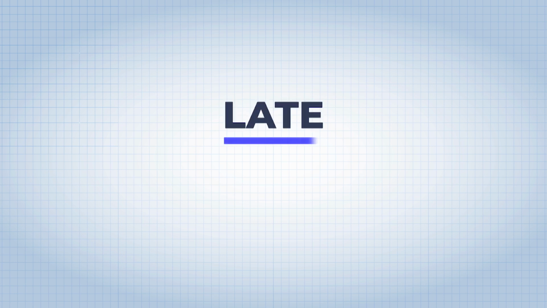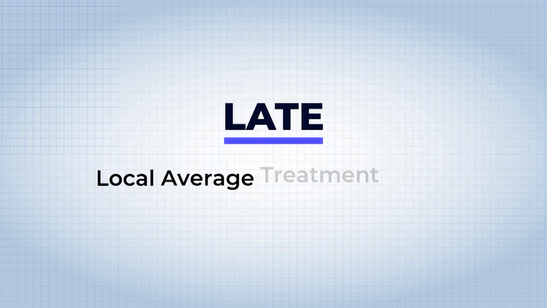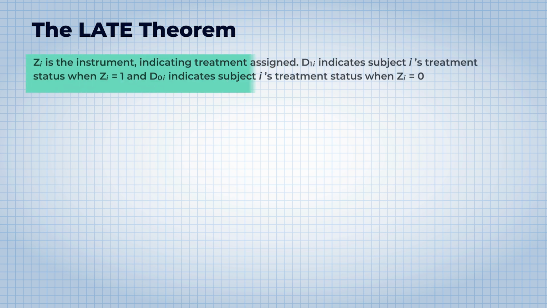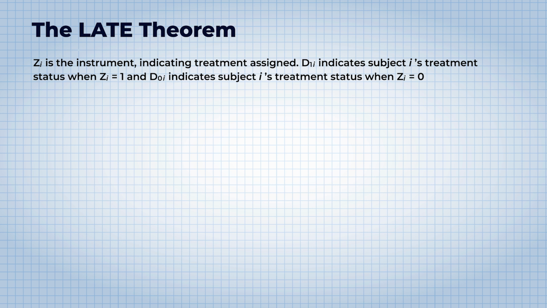So Guido and I went back to the drawing board, and a few months later we had LATE, a theorem showing how to estimate the local average treatment effect. The LATE theorem generalizes the Bloom theorem and establishes the connection between compliance and IV. Maintaining the clinical trials analogy, let Z_i indicate whether subject i is offered treatment. This is randomly assigned. Also, let D_1i indicate subject i's treatment status when assigned to treatment, and let D_0i indicate subject i's treatment status when assigned to control.